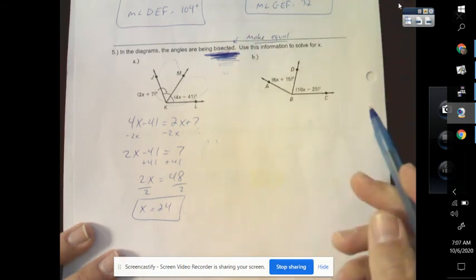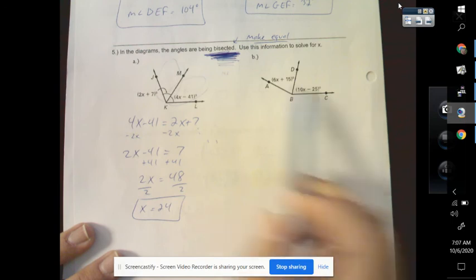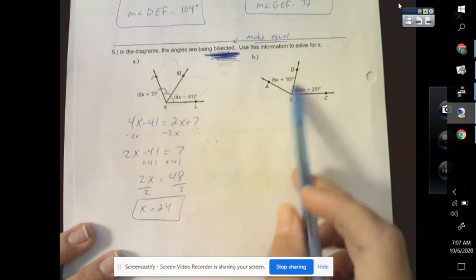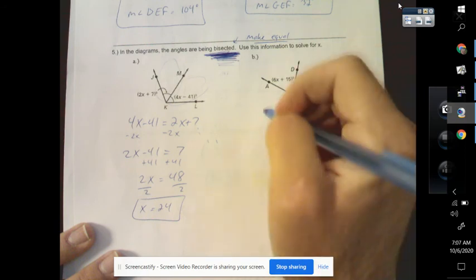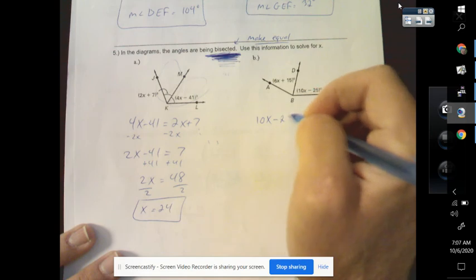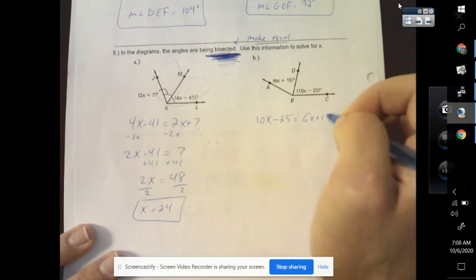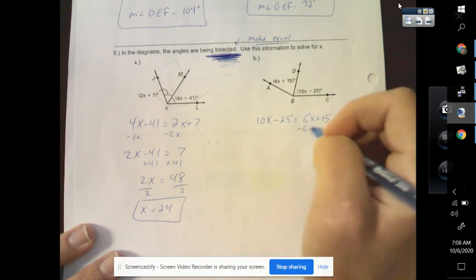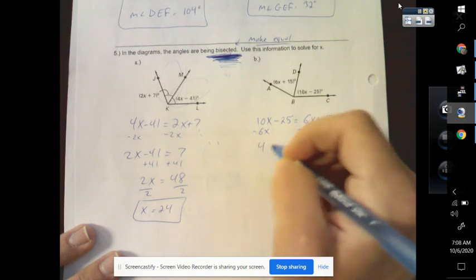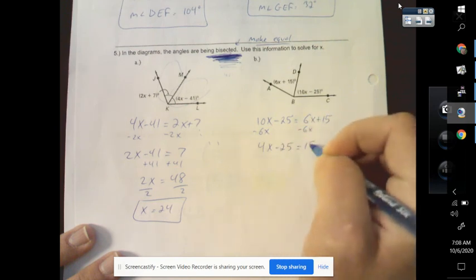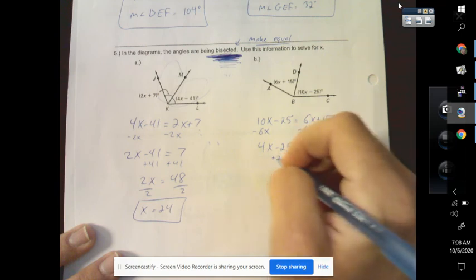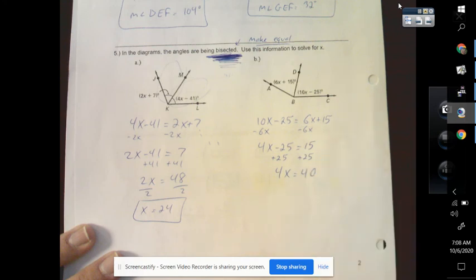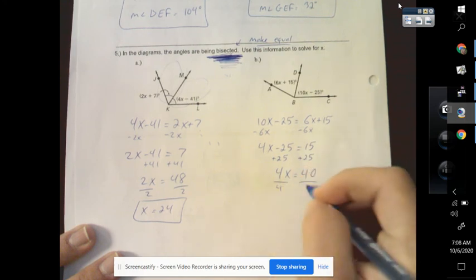So for part B, it's much the same. It's just having you guys build confidence with it. All right, we know it's being bisected. So what can I do with these two things? I'm going to make them equal. I always like putting the one with the bigger number in front of the x first. That's just me. 10x minus 25 equals 6x plus 15. Cool. Just going to solve it like we've been doing. Subtract 6x, subtract 6x. 4x minus 25 equals 15. Add 25. And finally, divide by 4.